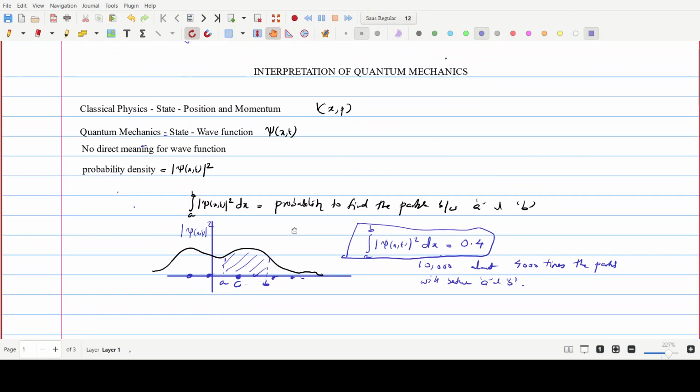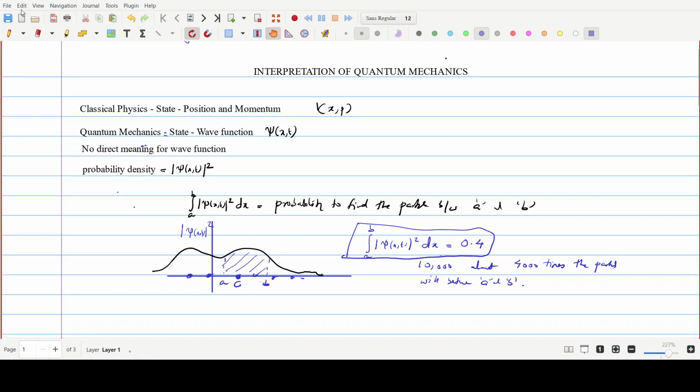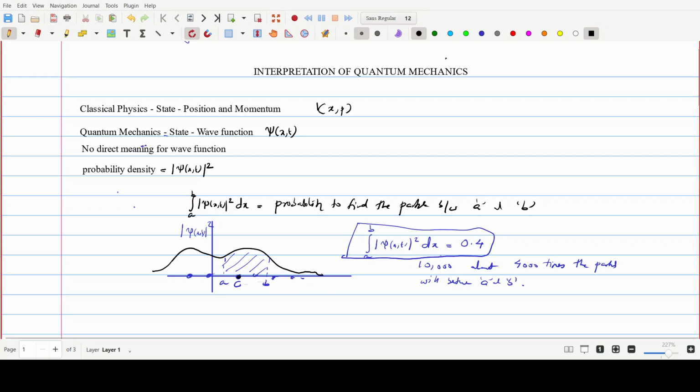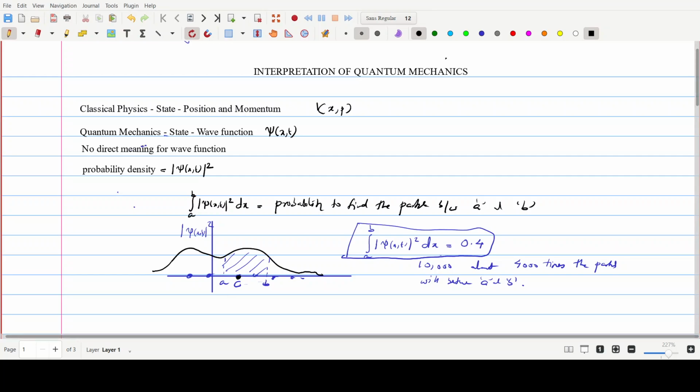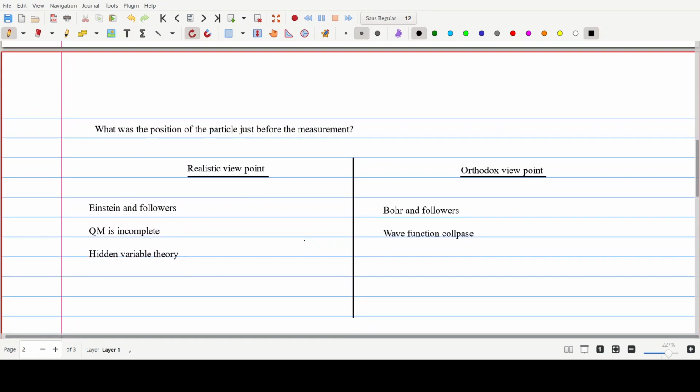So if it is a classical particle, on measurement, suppose I found it is in position C, then just before the measurement it will be very close to C. It cannot be here or here. It would be very close to C. So quantum mechanically, what is the answer? What was the position of the particle just before the measurement?